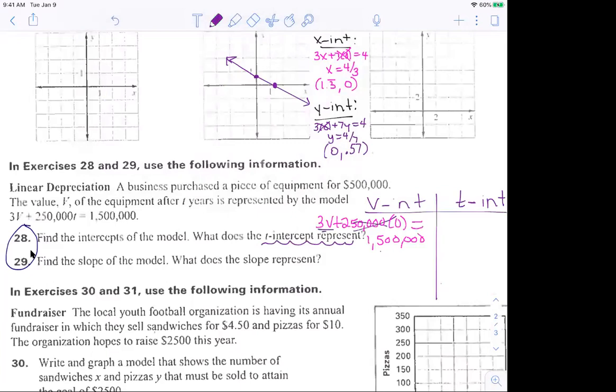1,500,000. So if I divide that by 3, somebody with a calculator, what is 1.5 million divided by 3? Or maybe you can do that mentally. That would be awesome too. 500,000. Yeah, thank you. So one of my intercepts is 500,000. So that's the V value when T is 0. So the value of my equipment is 500,000 when I buy it. That's what that means. When I buy the equipment, it's worth $500,000.